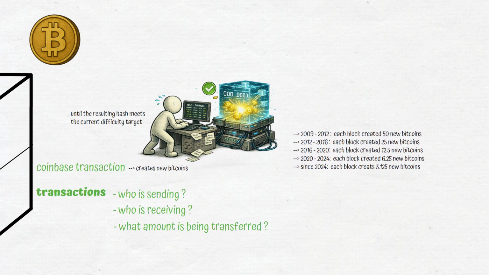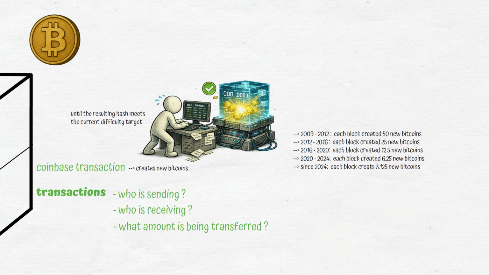In the early days of Bitcoin, each block created 50 new Bitcoins. Every 4 years, this reward is cut in half. So it went from 50 Bitcoins to 25 to 12.5 to 6.25, and today to 3.125 Bitcoins per block. The Coinbase transaction is the only way new Bitcoins enter the system.